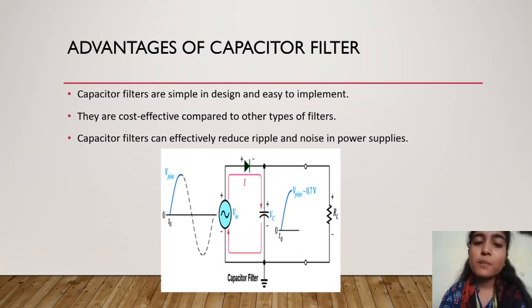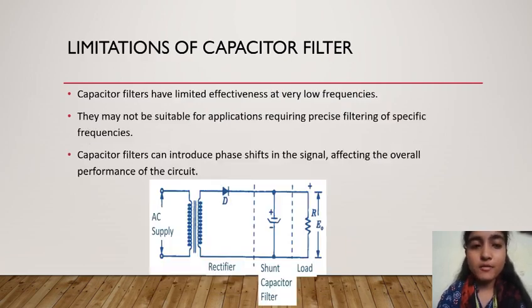Moving to the next slide, advantages of capacitor filters. Capacitor filters are simple in design and easy to implement. They are cost effective compared to other types of filters. Capacitor filters can effectively reduce ripple and noise in power supplies. So the important advantage is they can reduce the ripple and noise in power supplies, whereas other filters will produce more noise. So I have represented an image here upon the advantages of capacitor filters.